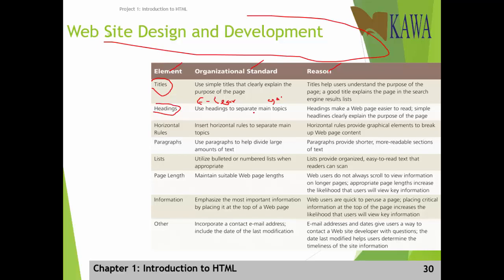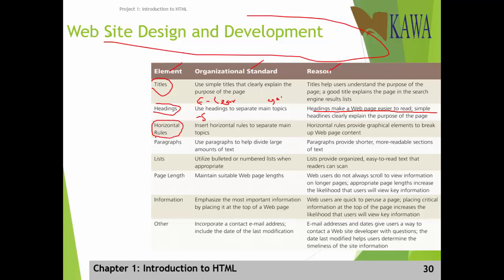Headings. Use headings to separate main topics. If, for example, you are doing an e-learning system and a subject called physics or chemistry or science, please be clear with that heading and specify this is chemistry. Headings make a web page easier to read. Simple headlines clearly explain the purpose of the page.